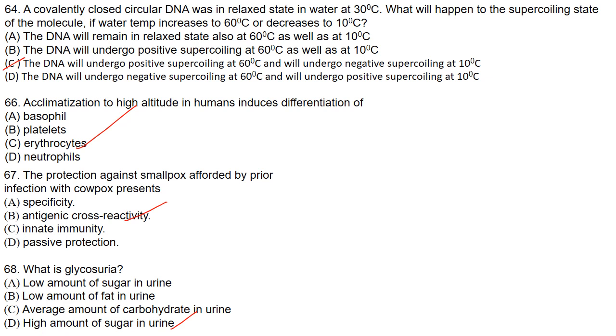Then next one. The protection against smallpox afforded by prior infection with cowpox represents. This was a repeated question. So immunization with cowpox leads to the production of antibodies capable of reacting with smallpox because the two viruses share identical or structurally similar determinants. This is called antigenic cross-reactivity. Answer is option B.